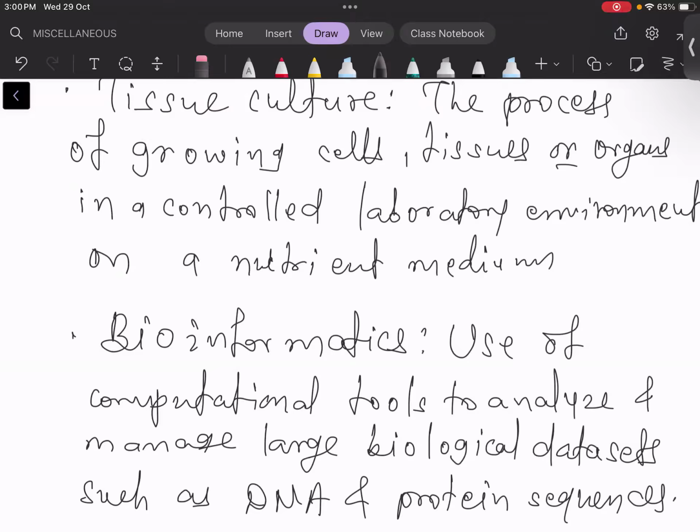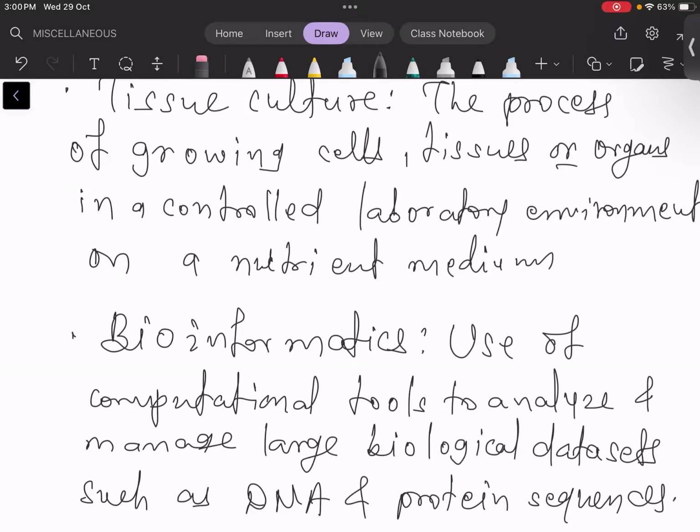Is there any doubt about this? No, sir. So, what are the methods of biotechnology? First one is genetic engineering. Second one is tissue culture. Third one is bioinformatics. There are several methods, but only these three are included in your syllabus.